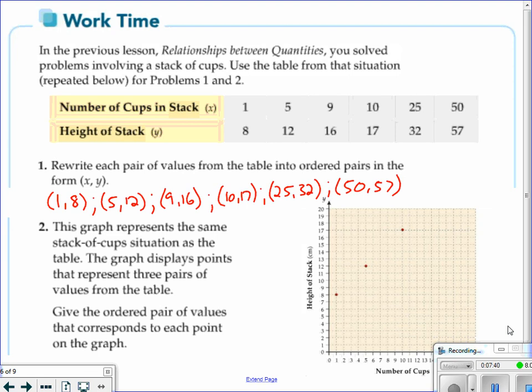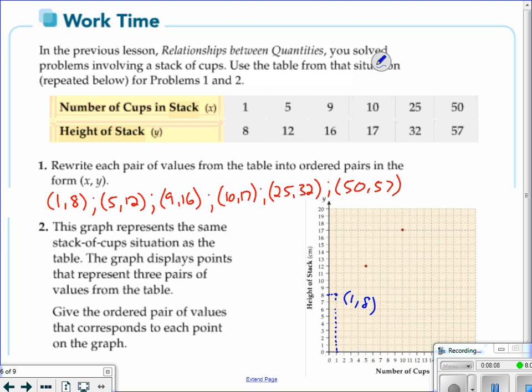Then in number 2, it gives us the graph of 3 of those ordered pairs, and we just have to identify on the graph what 3 ordered pairs those are. So the first one here, if you notice, again, just follow it down to your x value. Well, that's at 1. And then over to the y, well, that's at 8. So that one's at 1, 8.